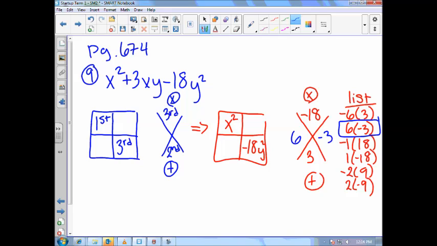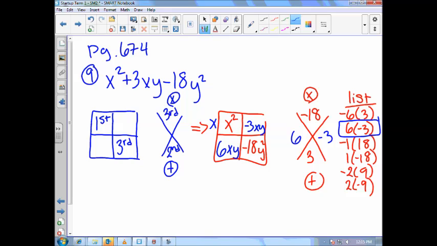So those are our numbers, 6 and negative 3. Now, because we have 2 different variables, they each get one of each, x and y, because that's the only way that you can get this middle term, 3xy. So we look in each row and each column for the greatest common factor. In this top row, what's the greatest common factor? X. Good. That's the only thing they have in common. So we pull out an x.